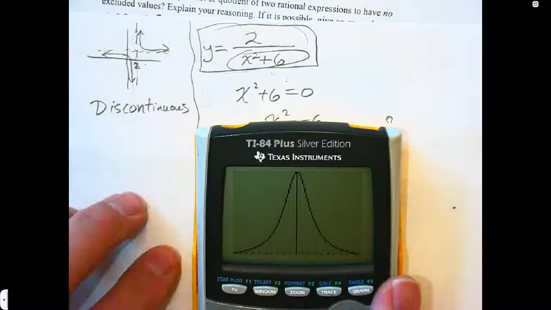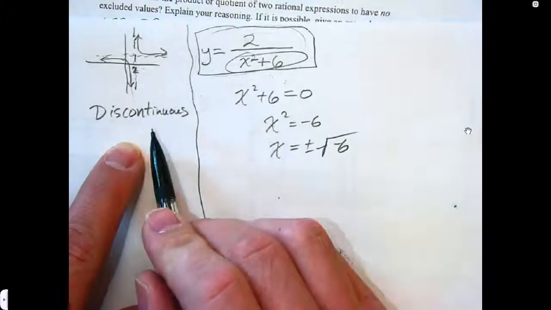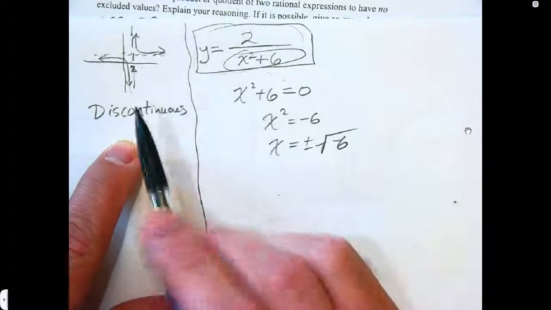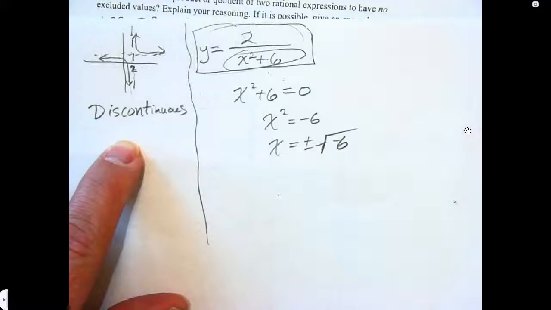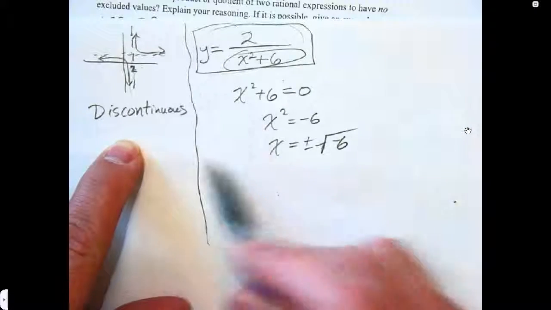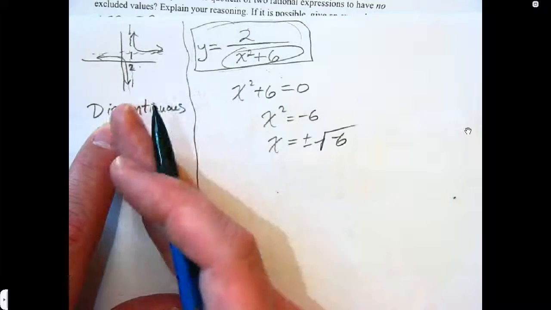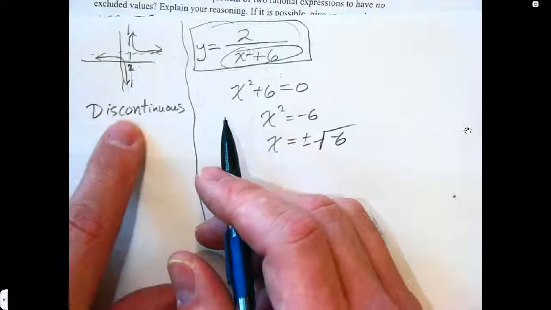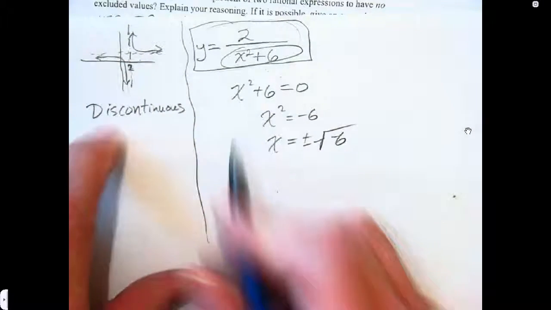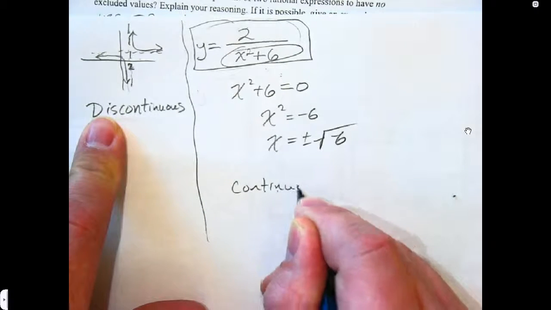Note those terms. This one's continuous. This one's discontinuous. If there are exclusions in your equation, or restrictions, we sometimes call them, those are called discontinuities. Those are things that x cannot equal. You're going to get a graph where you would have to lift your pencil. Otherwise, this would give you a continuous graph.